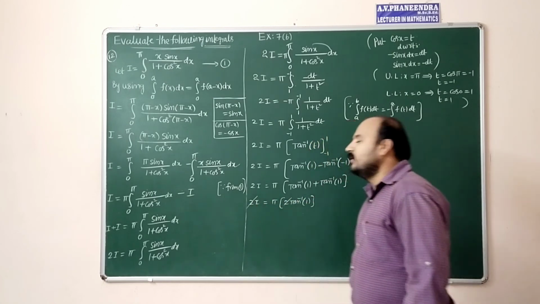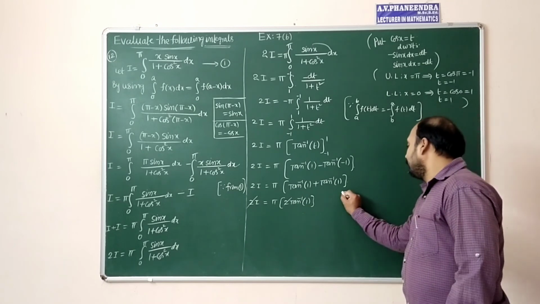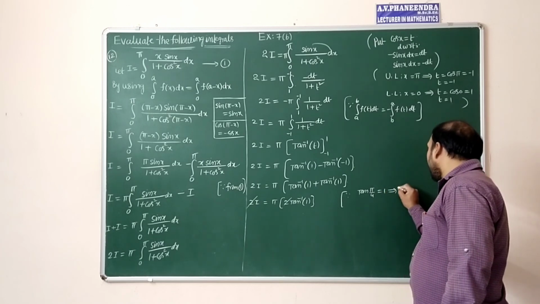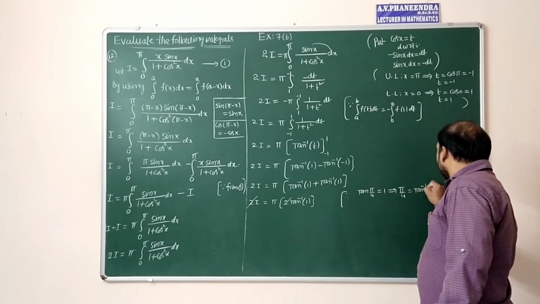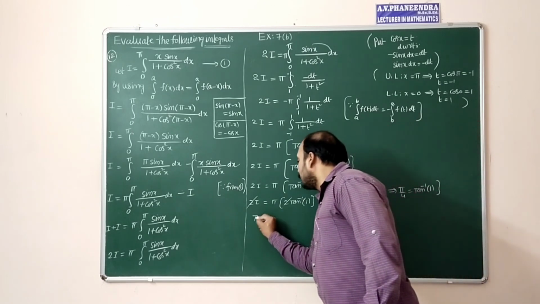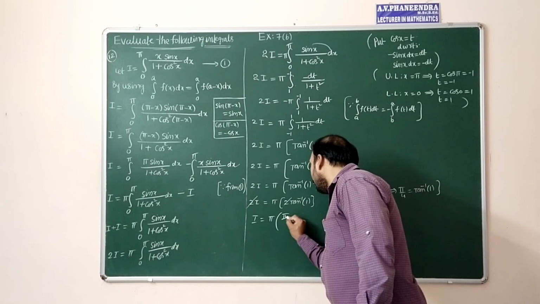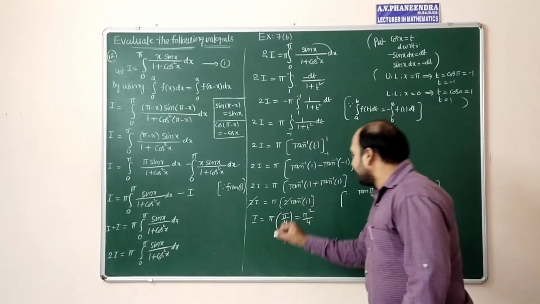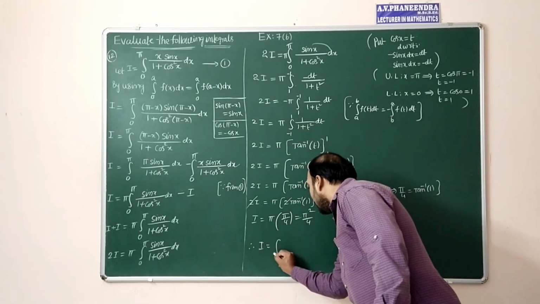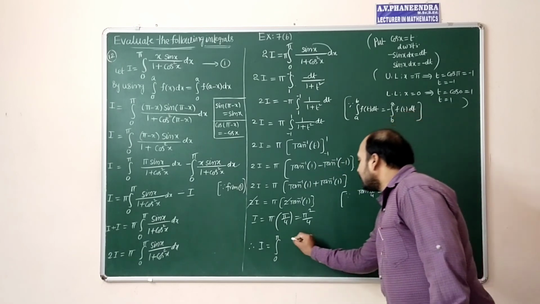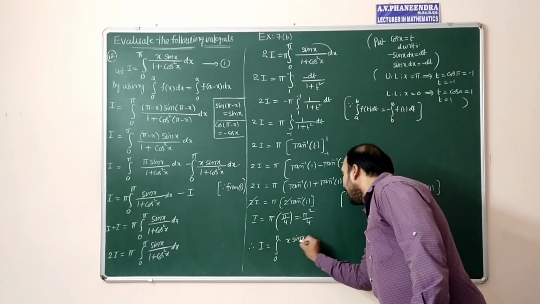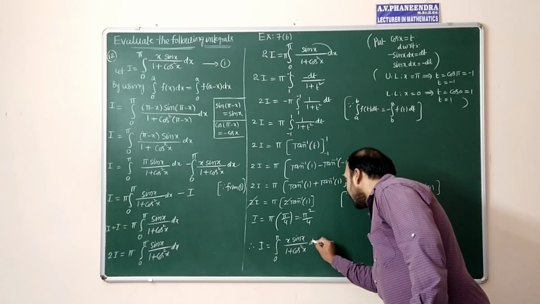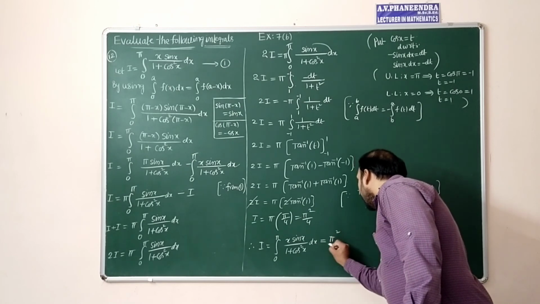Here 2 gets cancelled. We know that tan inverse 1 equal to pi by 4, since tan pi by 4 equal to 1. That implies pi by 4 equal to tan inverse of 1. So now I equal to pi into pi by 4, which is equal to pi square by 4. Therefore, conclusion step: I equal to integral 0 to pi x sin x divided by 1 plus cos square x dx is equal to pi square divided by 4.